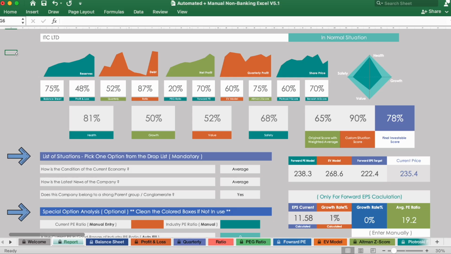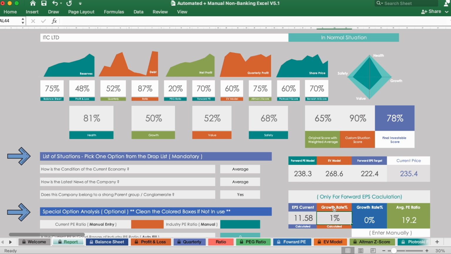The good thing over here is that if you use a fundamental analysis Excel sheet, then you'll get a lot of things calculated to you automatically. Like this is the analysis of ITC. Once you enter the data from screener.in over here, you'll get the score of the balance sheet, the profit and loss statement, PEG ratio, along with different valuation models like forward PE, EV, and forward EPS target, which is what we covered right now.